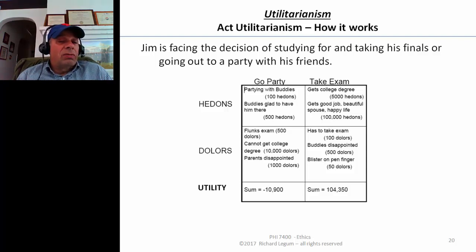Now, if we're thinking about it in general, forget about utilitarianism. What should Jim do? Well, the right thing to do, we'd like to say, is for him to study for the exam. That's what our intuition is. But let's forget about our intuition. What does act utilitarianism, Mill's criterion of morality, tell us? It says we should take the alternative such that no other alternative has a higher utility. We only have two alternatives, so it's easy to figure out in this case.